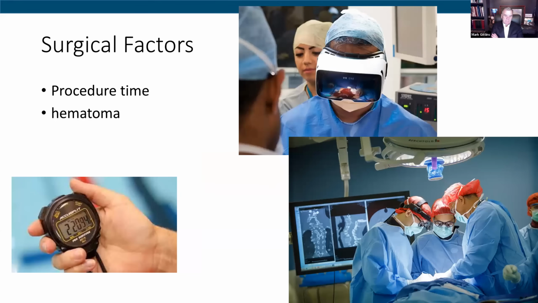Surgical factors: believe it or not, not all surgeons and surgery teams are created equal. So asking questions about how long the surgery takes, what the rate of hematoma is, and what technologies they're using to help them is really, really important. The longer the wound is open, basically, the higher the chance of infection. Some of the technologies, like you can see down here with robots, are making these things a little quicker.